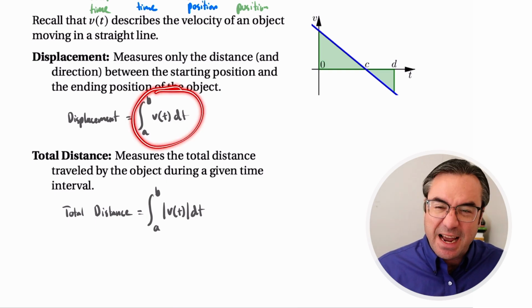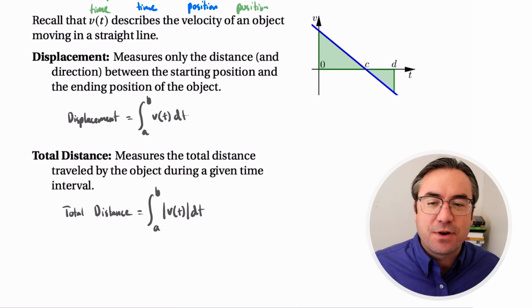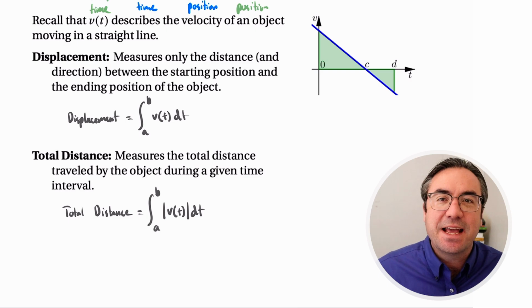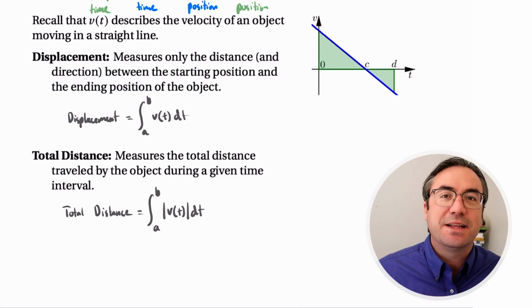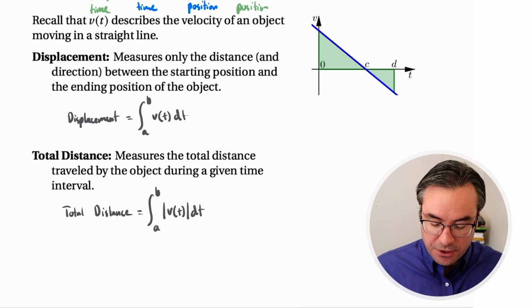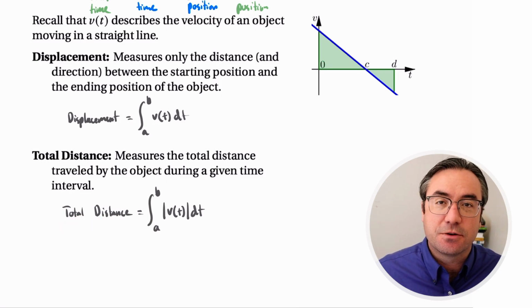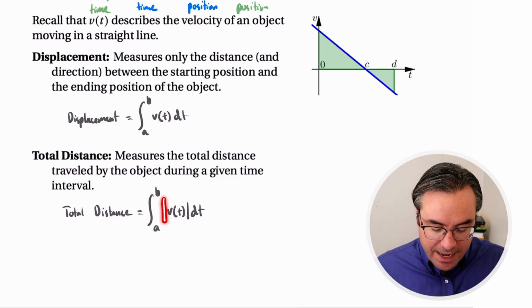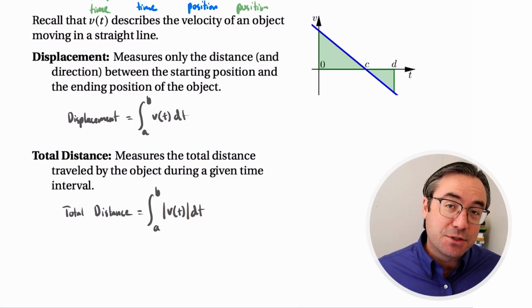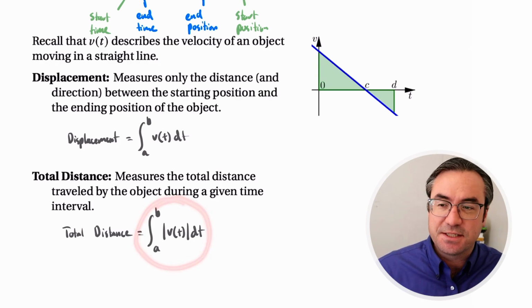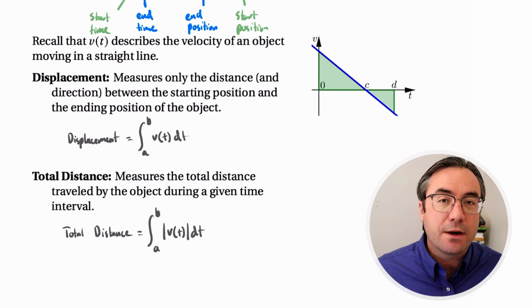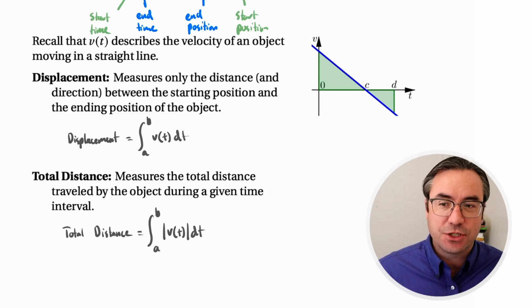With displacement, you can have some canceling. If you're moving in the positive direction and then you move in the negative direction, they can cancel each other out. But if we do the absolute value of the velocity function, we're not going to have that canceling anymore. So we can do this to capture the entire total distance that we've traveled. Now, as we've seen, integrating absolute value is difficult because absolute value is a piecewise function. So we have to split this integration up based on when our object is moving in the positive direction and when it's moving in the negative direction.